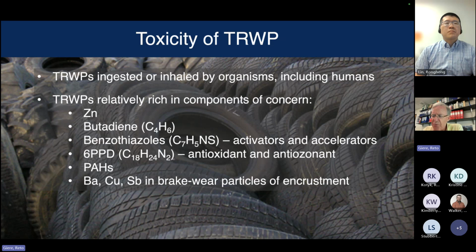Then PAHs are present in tires, sometimes in large amounts. That's part of the production feature, including the addition of carbon black. And finally, we also have, of course, various components that are derived from the brake abrasion particles, because brake pads contain a whole range of elements, including barium, antimony, and copper, but also lots of iron.